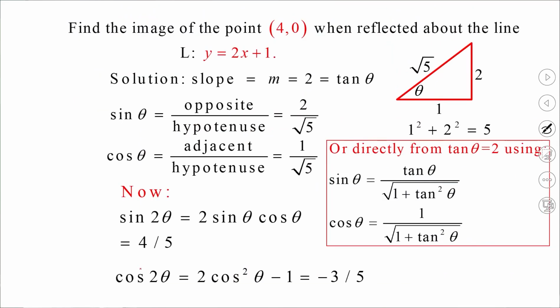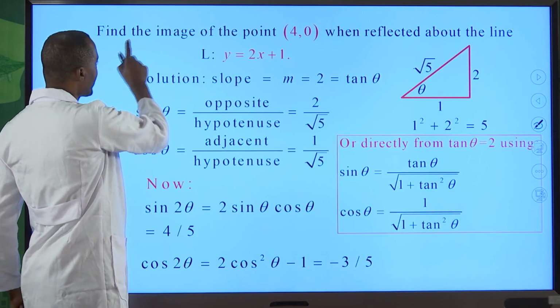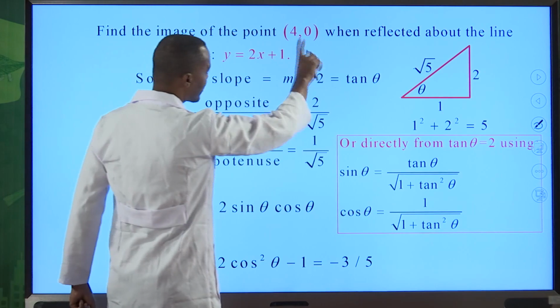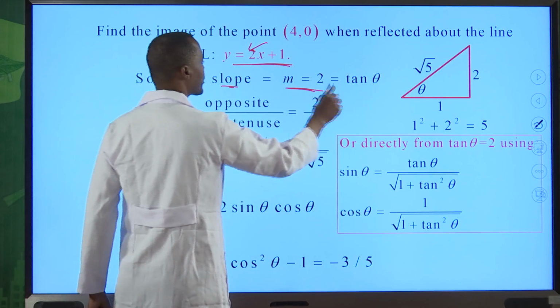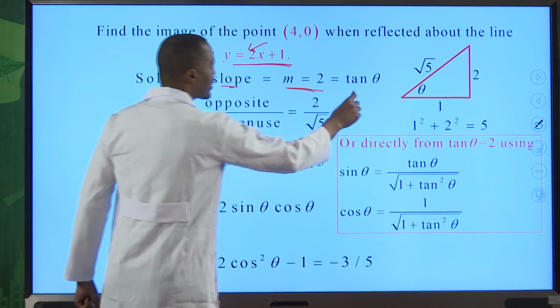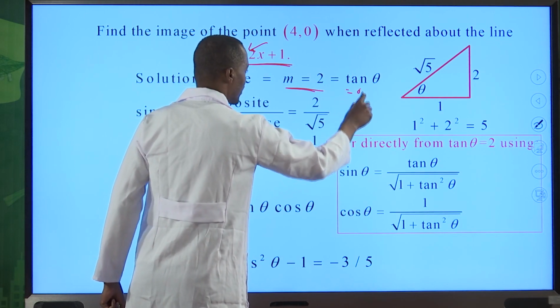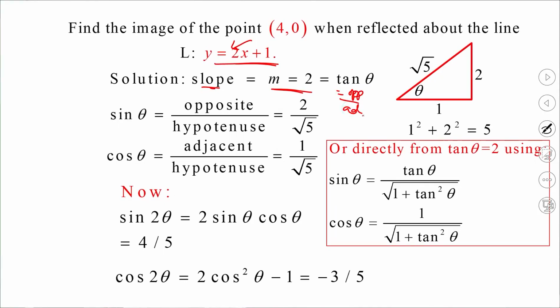So here is an example demonstrating what we have done numerically. Find the image of the point 4 comma 0 when reflected about the line y equals 2x plus 1. As I told you, the coefficient of x, which is 2, is always the slope, so m is equal to 2, which is tangent of theta. Because tangent of theta is opposite over adjacent, that is 2 over 1. Then 2 squared plus 1 squared gives root 5 for the hypotenuse.